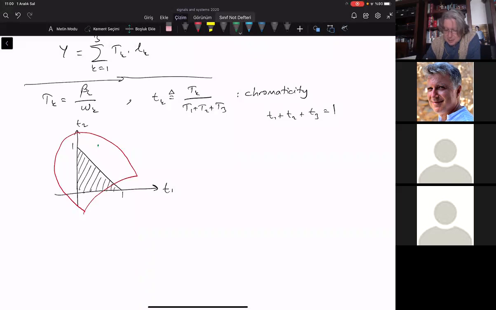Why is that point not reproducible? Because of the voltage limits, most probably. We cannot apply that kind of a voltage. And furthermore, T3 must be something negative. Or similarly here, this one says T1 is negative, so it can't be reproduced.